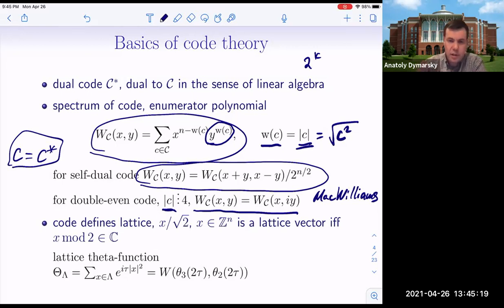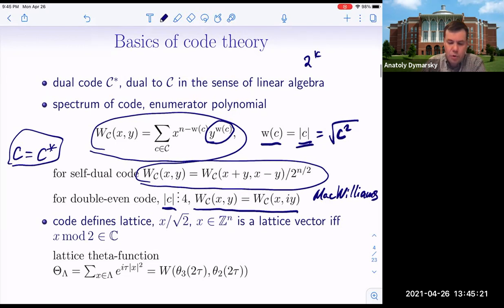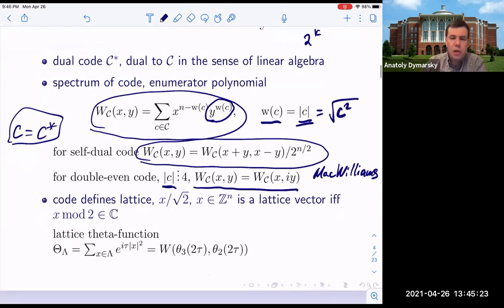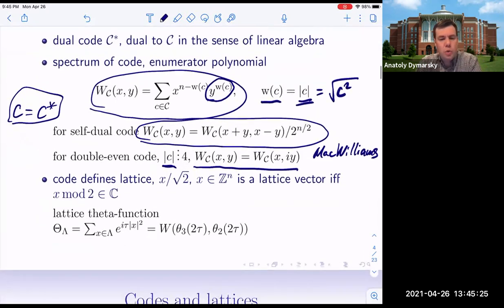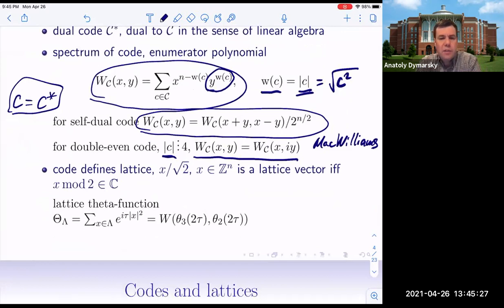So that's enough about codes. The next important thing about them is that we can use a code to define a lattice. I will explain on the next slide how to do it. Also, the formula is given here. So first of all, you define a lattice of integers, a cubic lattice of size 1. It's a lattice of vectors with all coordinates being integer. And then you say that your vector belongs to the lattice associated with the code.